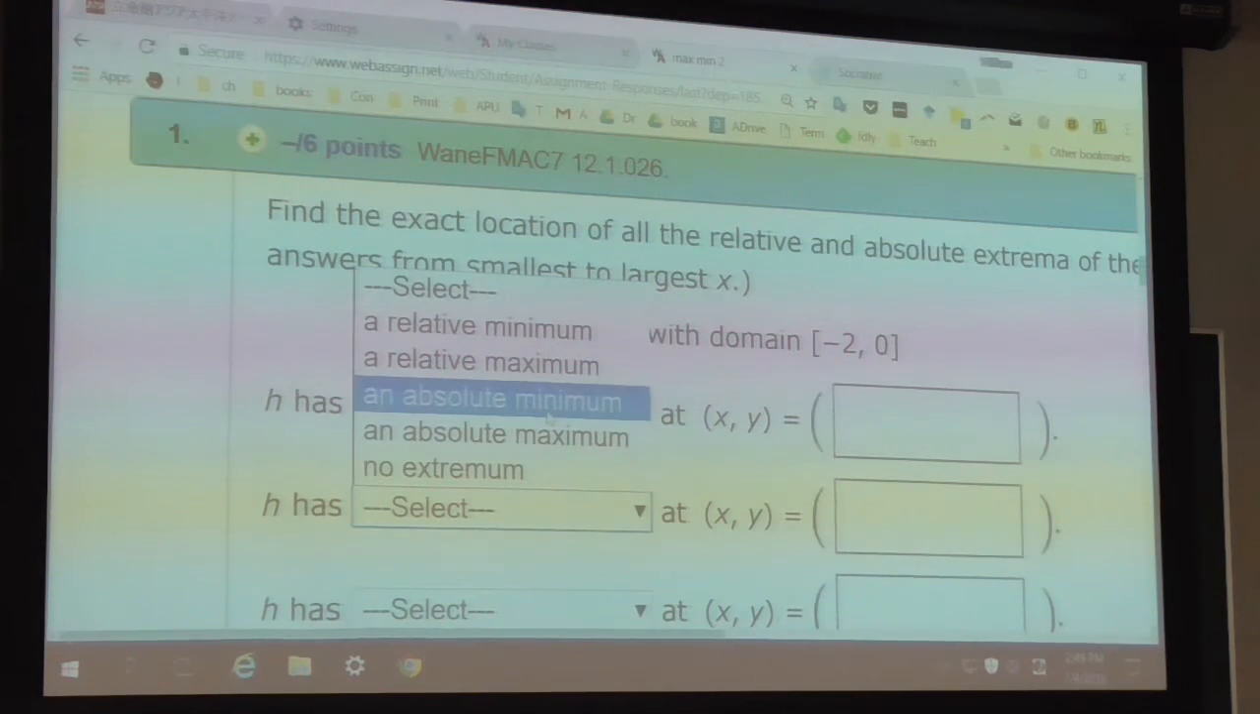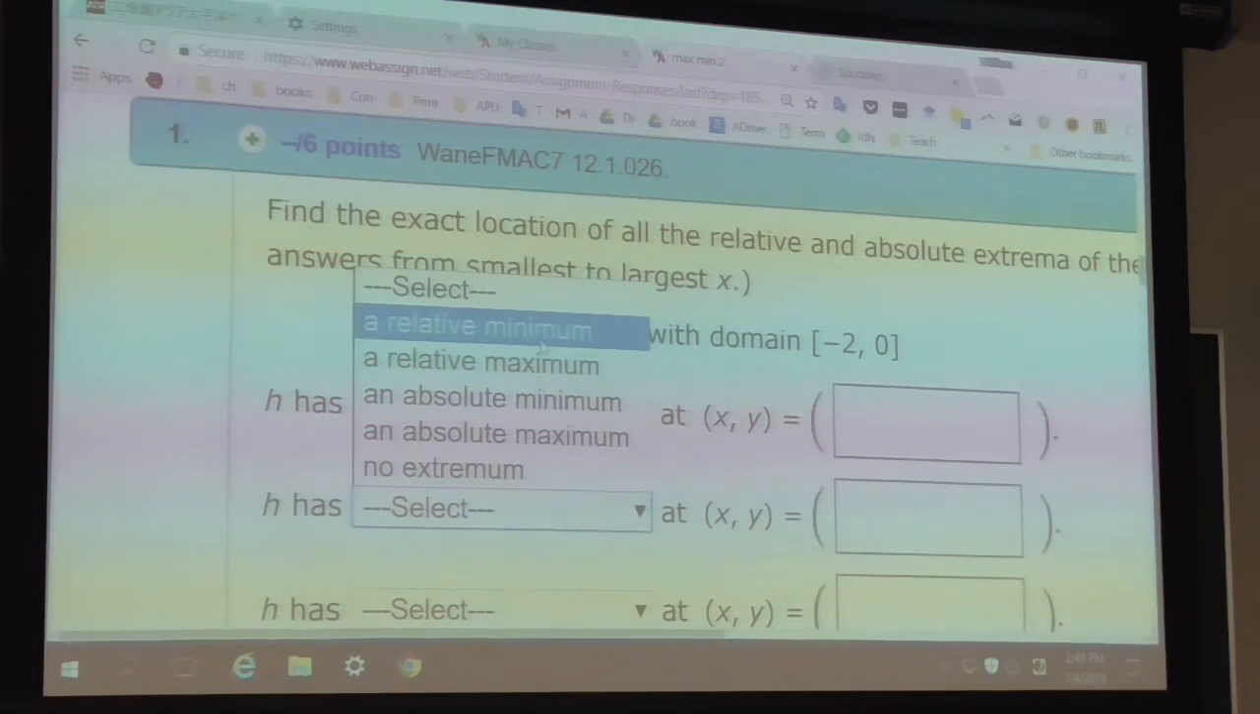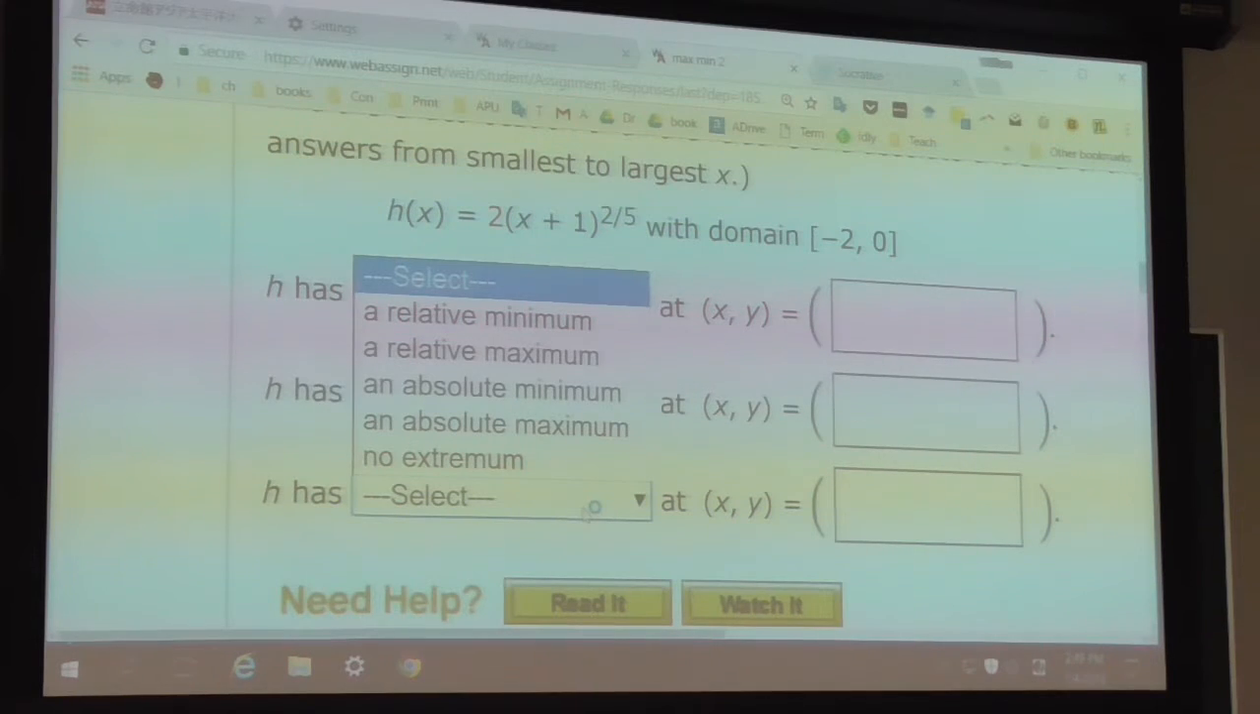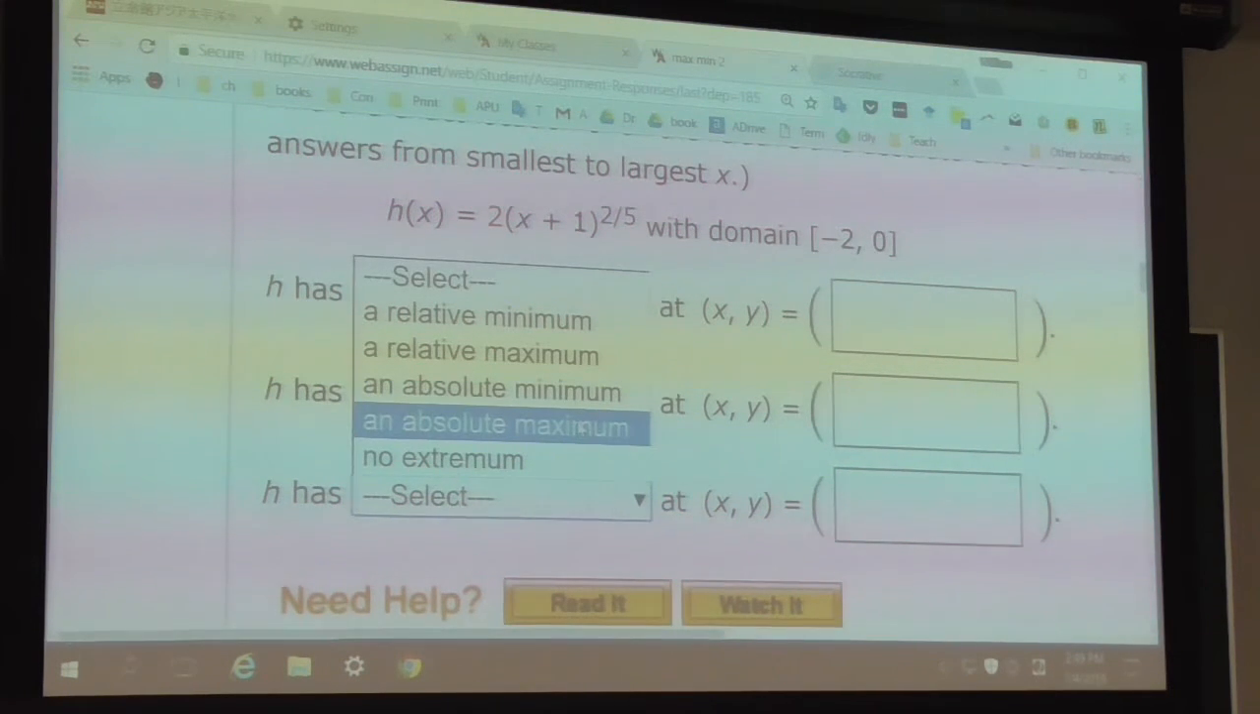Now you could say absolute minimum, but you could also say relative minimum. So I'm not sure what they want. I'm pretty sure they want absolute minimum, but it's also a relative minimum, right? I guess they want absolute minimum. And then the next one you'd write is absolute maximum. Okay?